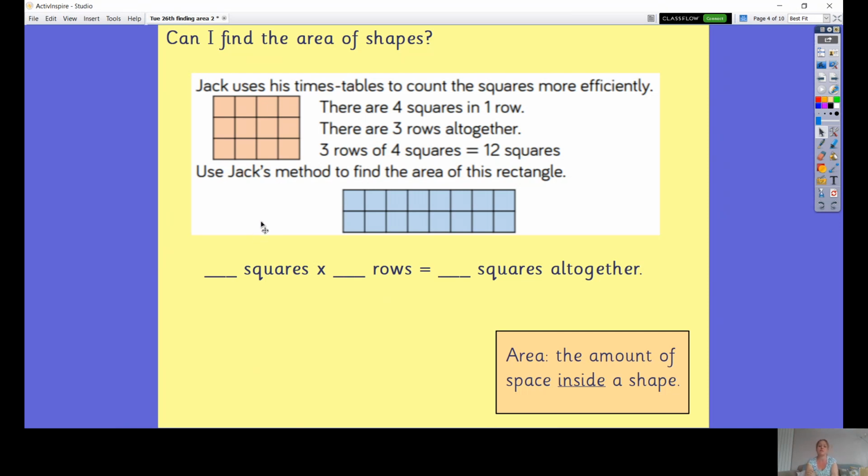We're going to use Jack's method to find the area of this rectangle. So pause here and see if you can use the same method to find the area of Jack's blue rectangle. Off you go.